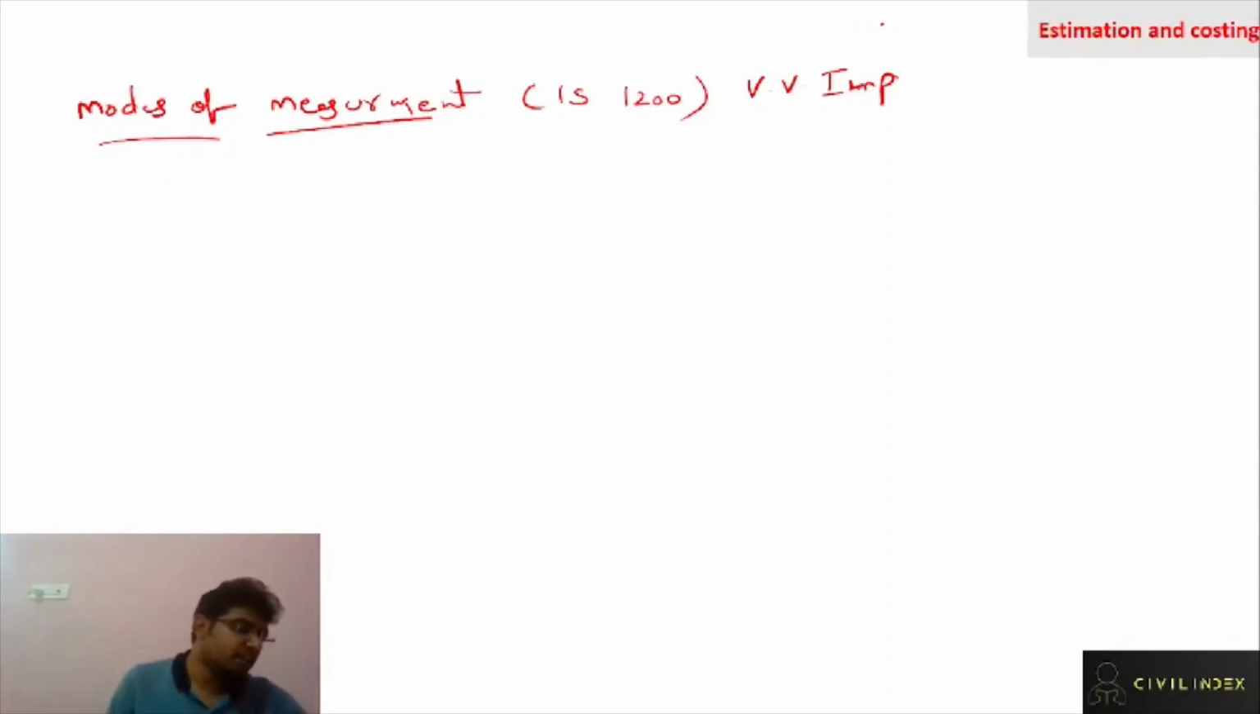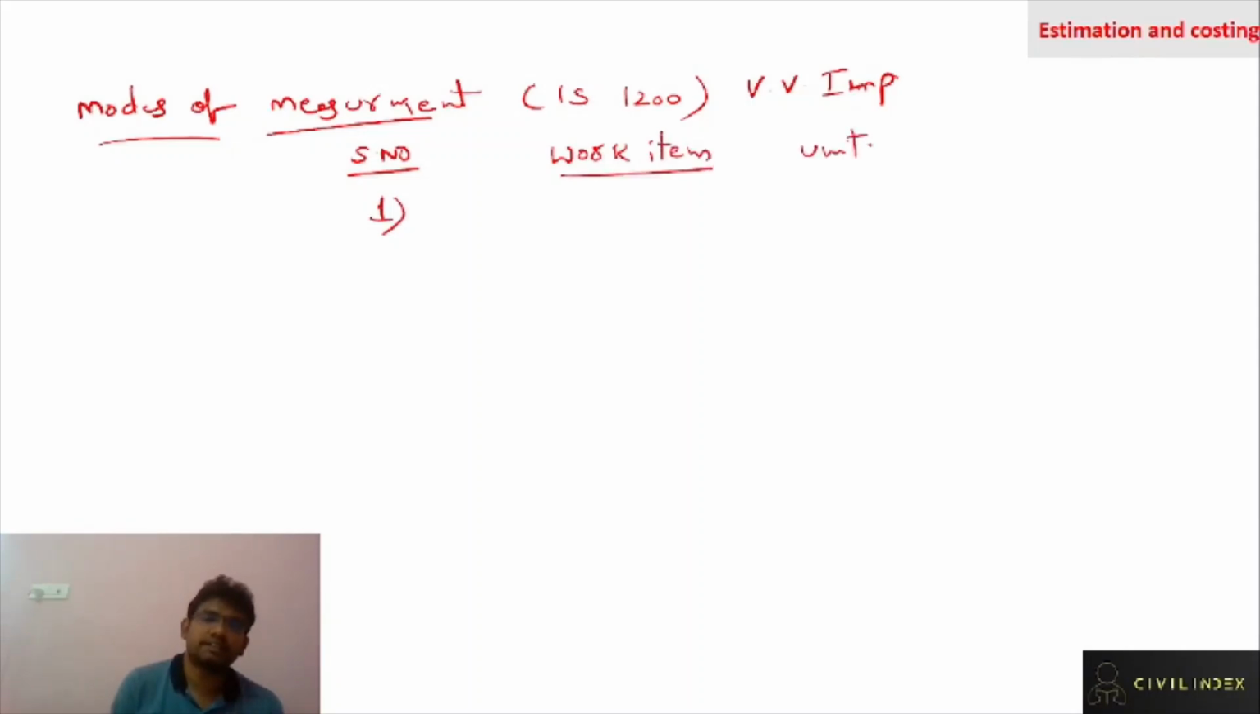Okay. So now see, in the case of modes of measurement, first I am taking the serial number here, then I am taking the work item here, then I am taking the units of measurement. So the first thing I am going to discuss is site clearance.